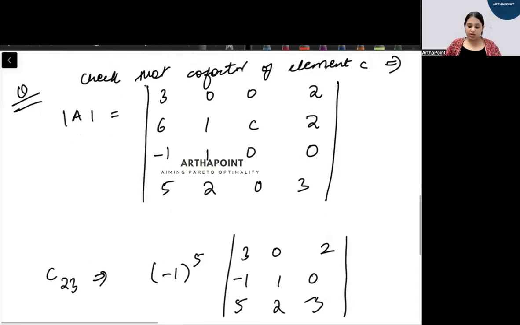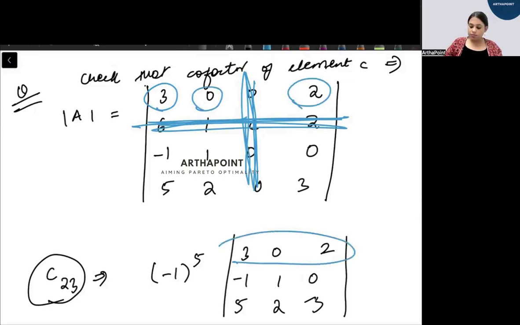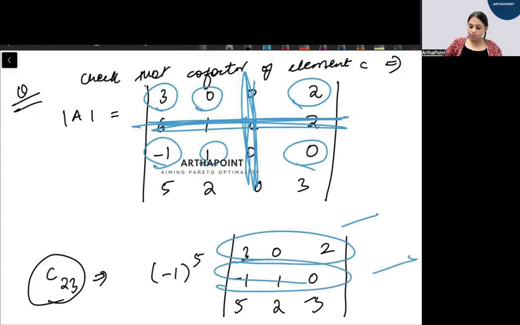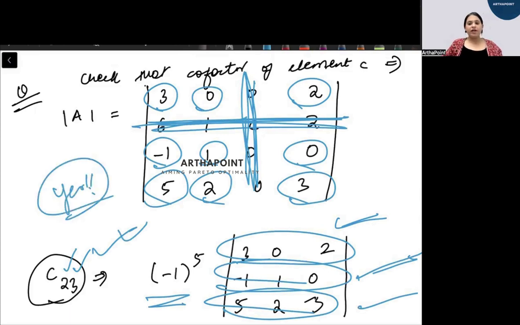ठीक है, तो अब देखो जरा ध्यान से. Cofactor of 2 3 means second row and third column. So you will eliminate second row and third column. So you will be left with 3 0 2, -1 1 0, 5 2 3. This is correct. And sign will be 2 plus 3, 5 is odd. So -1 to the power 5. Okay, so this is correct. The answer is yes. We have written the correct cofactor.